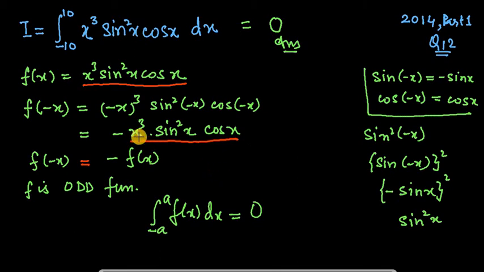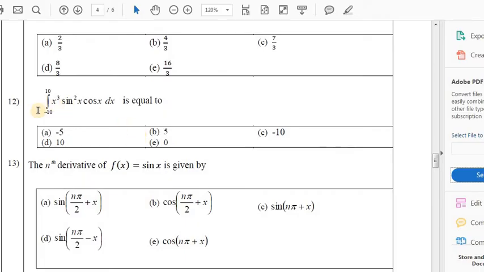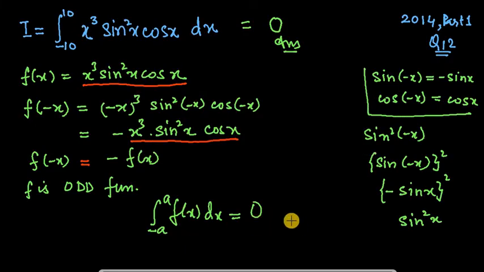So what is the correct option for the question? As we see the question here, the correct option should be option E. So option E should be the correct option.